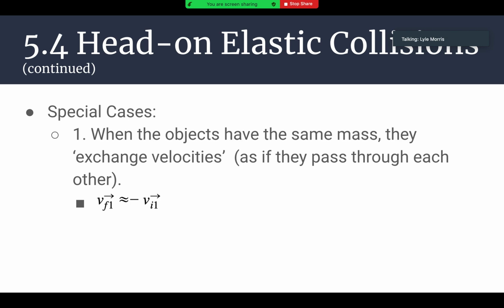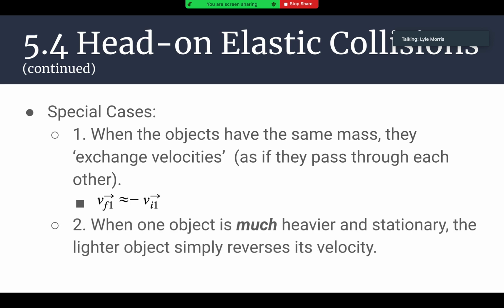If one was coming fast and the other one coming slow, they hit. The slow one is now fast, it has taken on the velocity of the faster one. The faster one takes on the velocity of the slower one. Hopefully that makes sense. When one object is much heavier and stationary, the lighter object simply reverses its velocity.